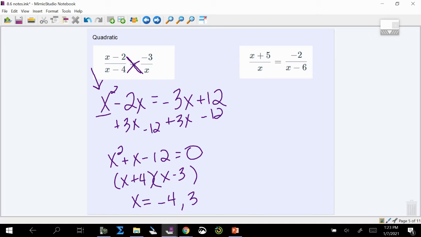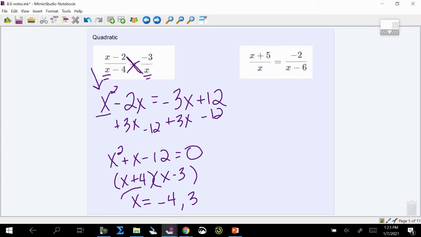And then I want to do a quick check to make sure if I put negative 4 here or here, if I put 3 here or here, that I don't get 0 in the bottom. And I don't. Negative 4 minus 4 is actually negative 8. 3 minus 4 is negative 1. So I'm not getting a 0 as a denominator value. And I do get 2 answers.